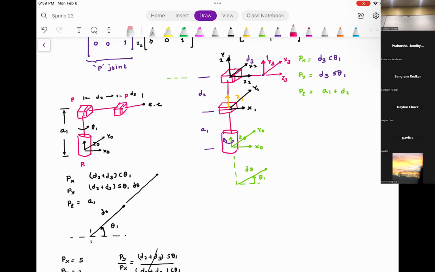Can you tell me how Px equals D3 cos theta? The only joint that can rotate is the first revolute joint. This is the prismatic joint, which means up and down, forward, backward. This cannot rotate. The only joint that can rotate is this. Look from top. What do you see? You see a circle, right? And this is the radius of the circle, and this is the projection of the circle.